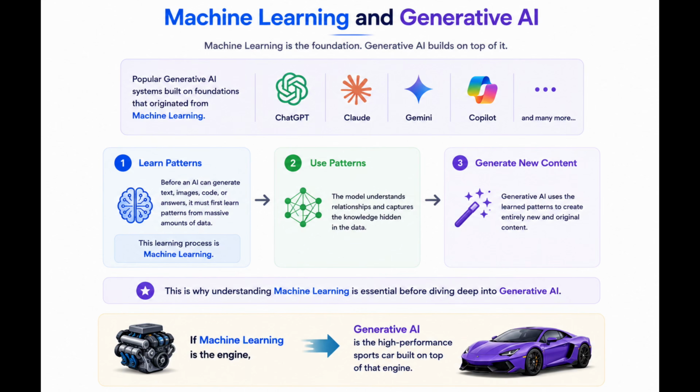Think about it. Before an AI can generate text, create images, write code, or answer questions, it must first learn patterns from massive amounts of data. That learning process is machine learning.